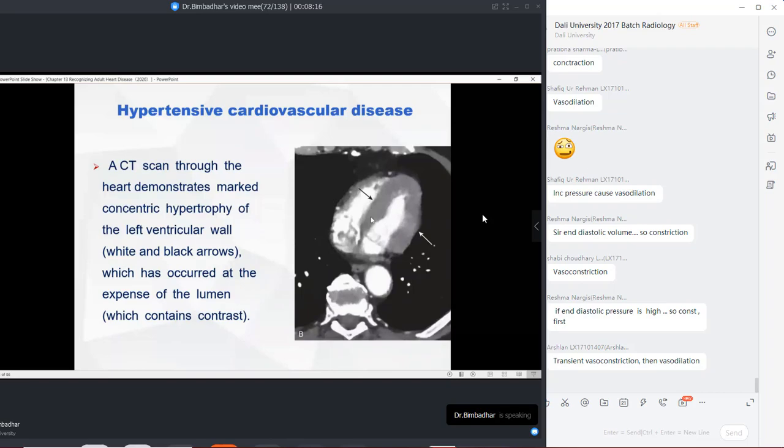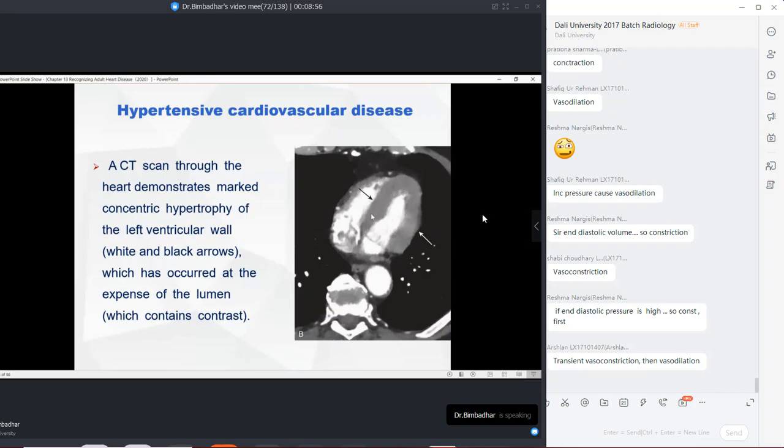So what happens? There will be an increase in the size of the left ventricle, and the maximum expansion of this left ventricle will be along the ventricles, along the septum and the external layers. Okay, so you can see here on a CT scan, the space within the ventricle is reduced because the muscle is pressing in more, right?